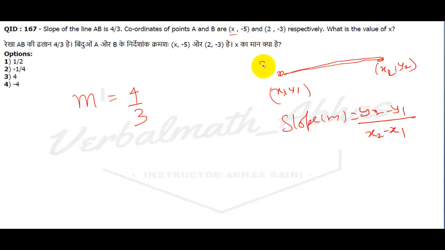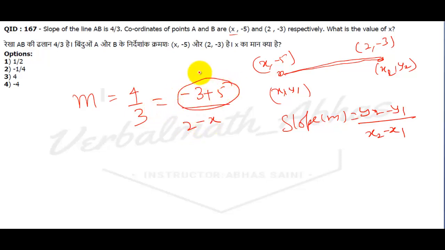So if x and -5 are given to you, and 2 and -3 are also given to you, I'm just equating 4/3 equals to this, because the slope will never change. So this is -3 plus 5, minus minus plus, upon 2 minus x. So this will be 5 minus 3, which is 2. So you can directly calculate 4x equals 2 and x equals 1/2. So option A is your answer.